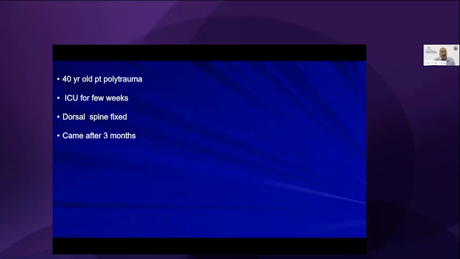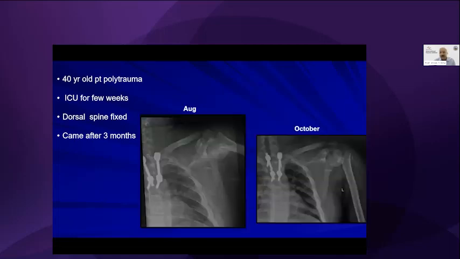I'll be presenting this case of a polytrauma who unfortunately was in an ICU in some hospital for his dorsal spine fracture, which was fixed somewhere. He came to us after 3 months with this fracture. He was having pain, and whenever he said that he was having pain, people said it is because of the dorsal spine fracture, which had been fixed. In spite of being in a medical hospital, this fracture got neglected.